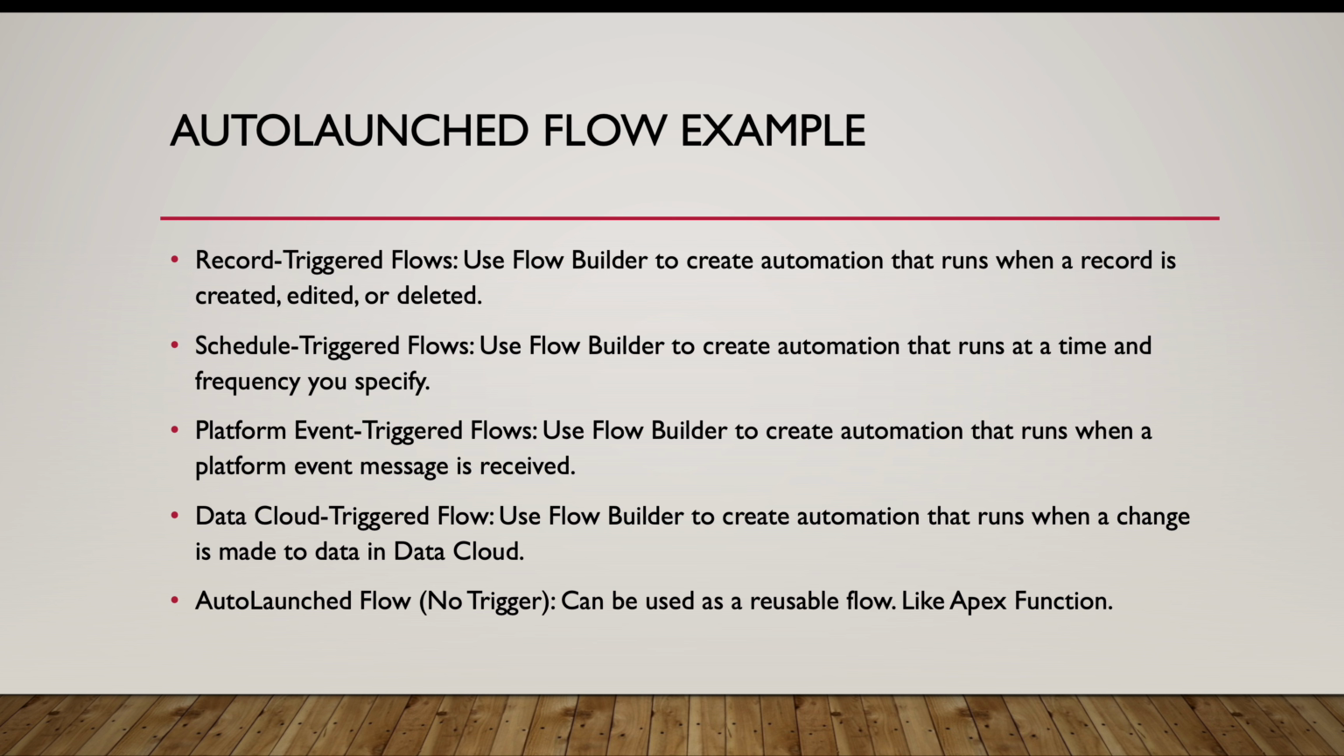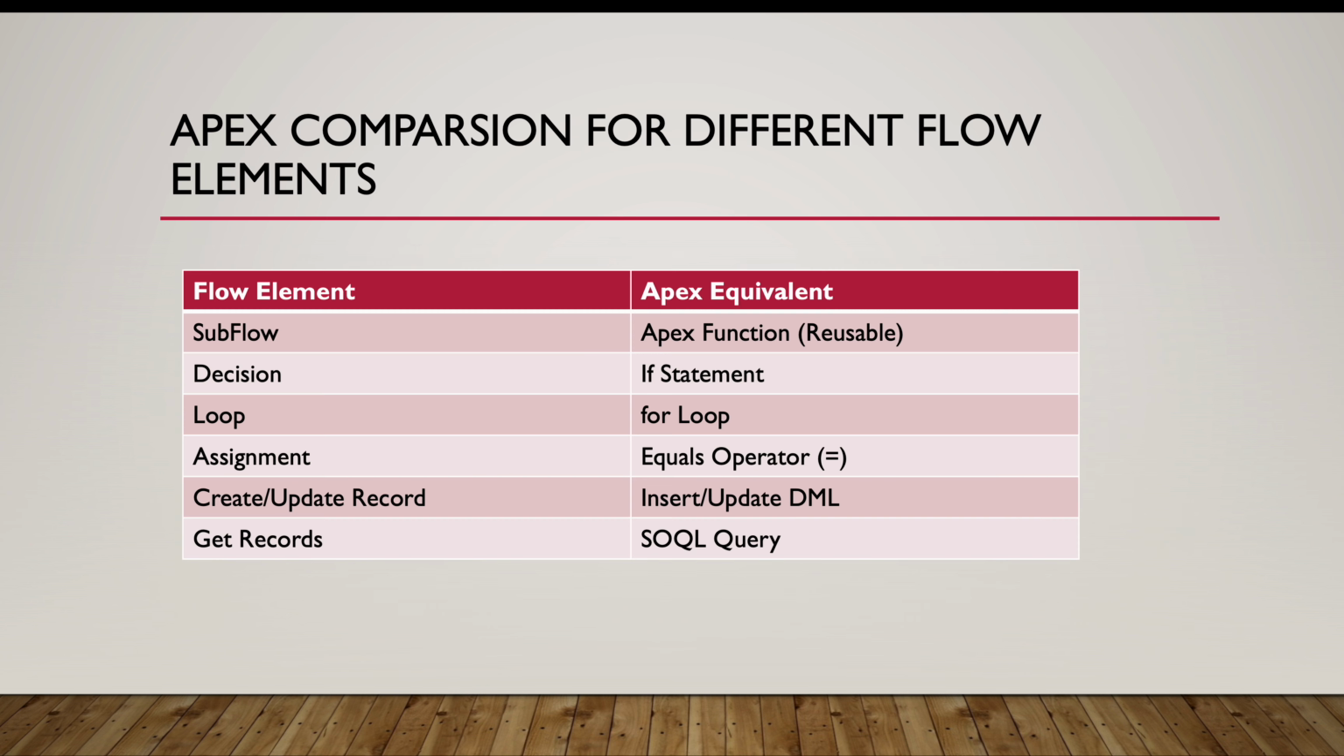Then you have the platform event triggered flow. You can use the flow builder to create an automation when a platform event message is received. The latest is the data cloud triggered flow. This can be used to create automation when a change is made to data in the data cloud. Then we have the autolaunch flow that has no trigger, and this is like creating a reusable flow. You can think of it as an Apex function. So you can use it inside your record triggered flow or other flows, screen flows, etc.